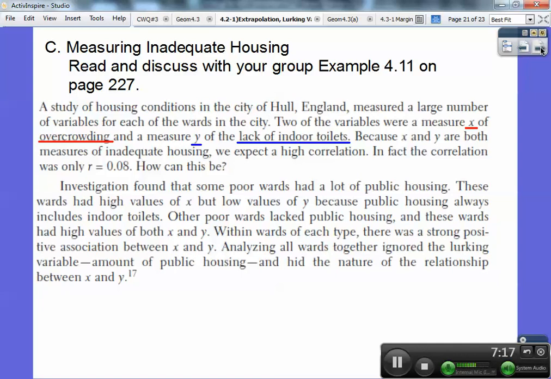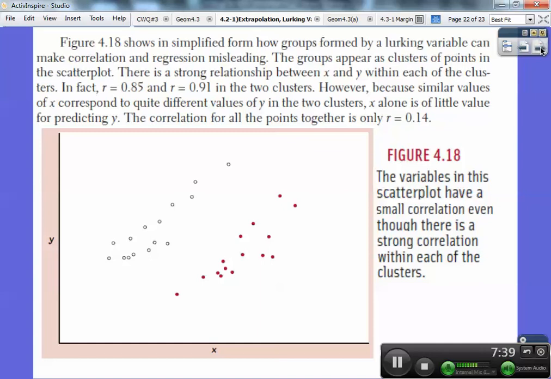Then they had other poor wards that lacked public housing, and these wards had a high value of both X and Y. So within the wards of each type, there's a strong positive association between X and Y. Analyzing all wards together ignored the lurking variable, the amount of public housing, and hid the nature of the relationship between X and Y. All right, so then they did a graph on this right here.